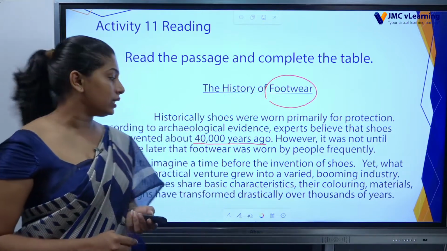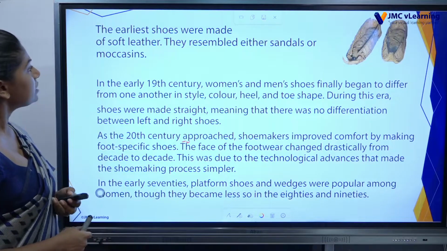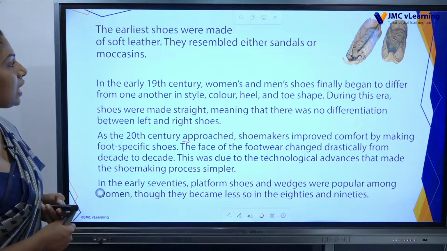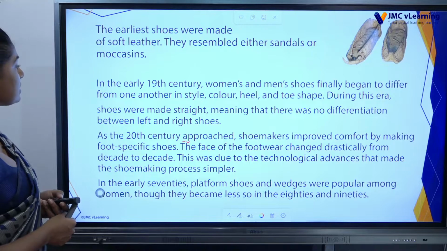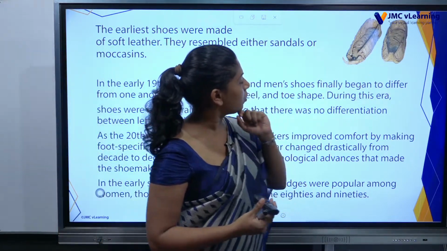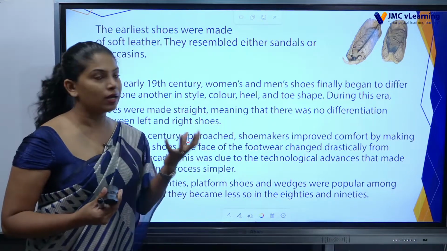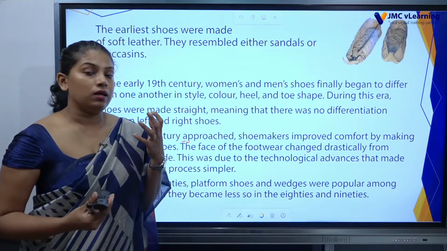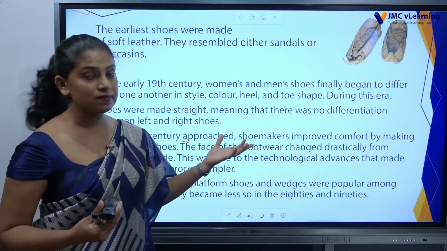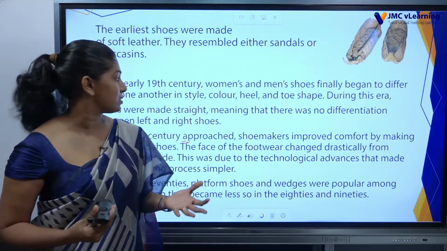from the earlier years. The earlier shoes were made of soft leather. They resembled either sandals or moccasins. Here you can see some pictures. I hope that the shoes are made from kind of leaves, but normally the leather they have used, not only these leaves, later on they have used leathers.